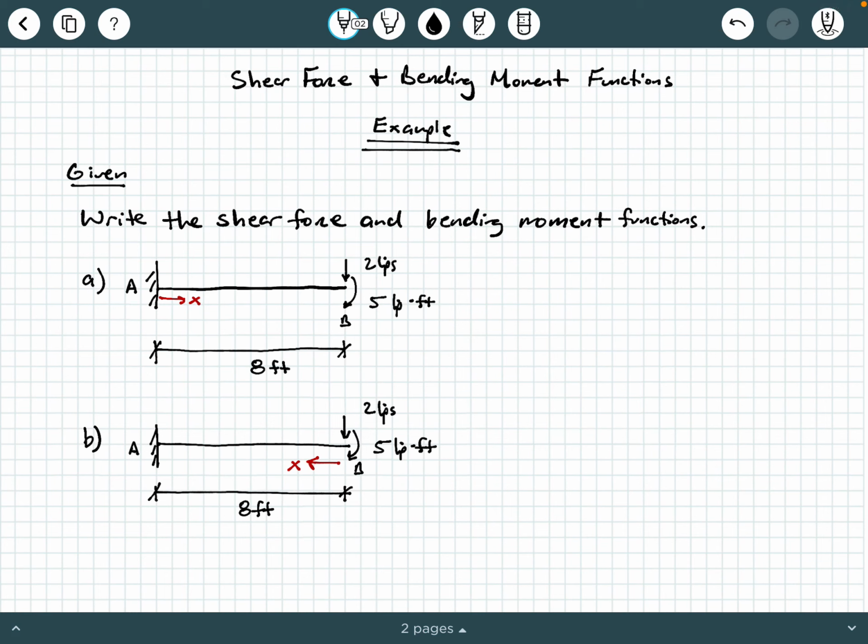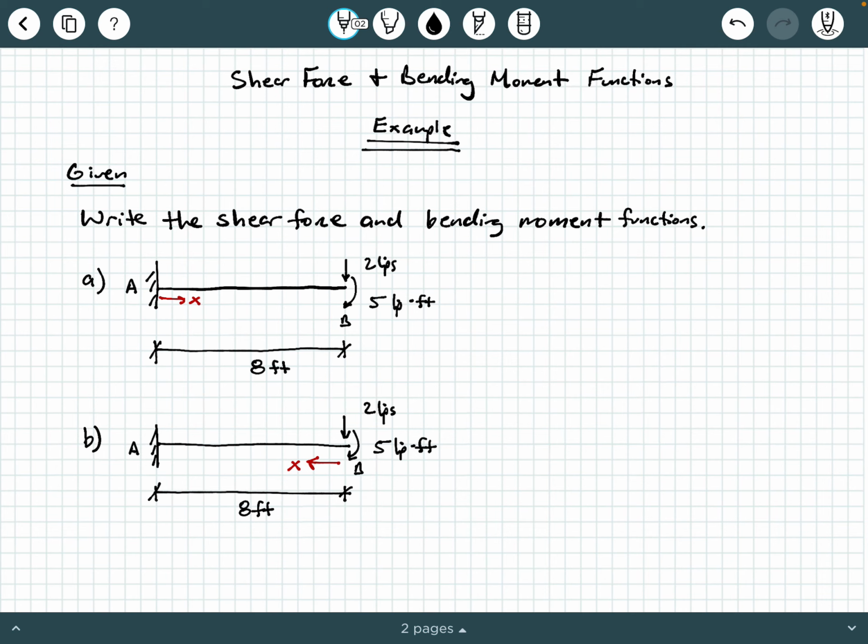Hey everybody, Dr. A here, and in this video we're going to be exploring an example of shear force and bending moment functions. Before we get started, I'd just like to remind everyone you need to write all of this down. Remember, this is not a spectator sport. In order to best understand this material, you need to write everything down and go along with all the steps with me. So let's go ahead and get started.